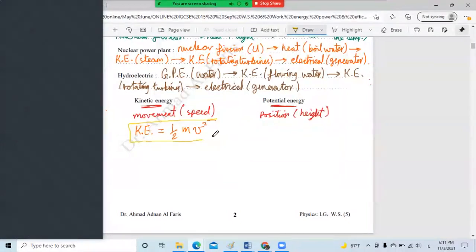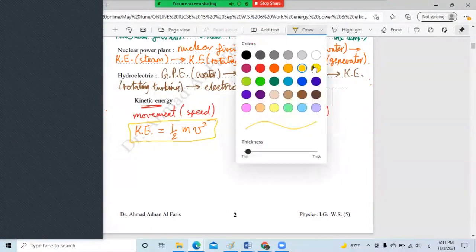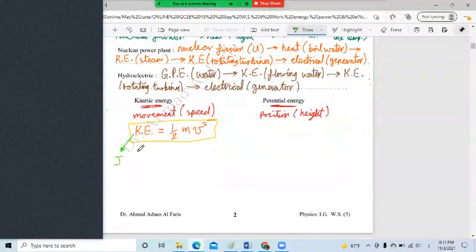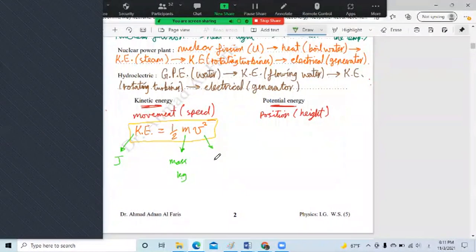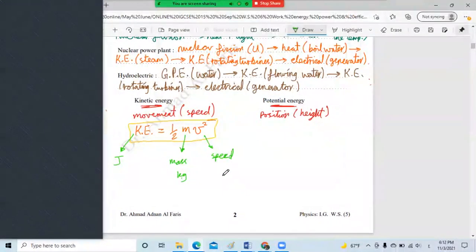What actually is the kinetic energy? Again, the kinetic energy is in joules, and m is the mass, and it's supposed to be in kilograms, and v is the speed, and it's supposed to be in meters per second.